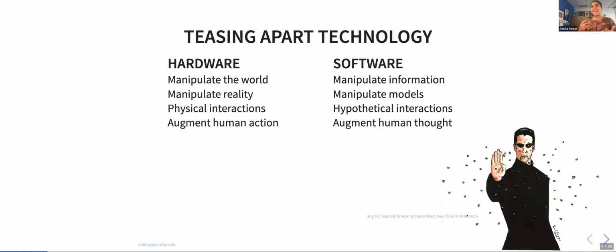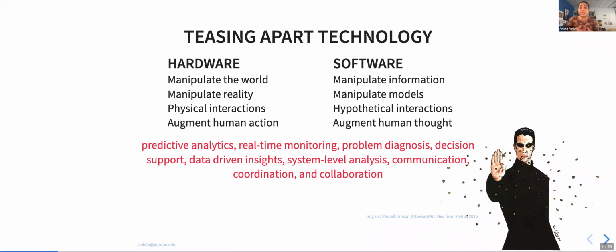This is what I love about software. Software allows for us to engage in these hypothetical interactions. It allows us to hallucinate about the real world and think about how we can improve it in different ways. And so in that sense, software really allows for us to augment human thought. And we do this by developing a range of tools for people that take advantage of these models of the real world. And so we see things like predictive analytics and real-time monitoring and tools for problem diagnosis, and even tools for communication, coordination, collaboration, like these video conferencing tools that we use today, right? These are all part of that suite of technologies. And this is kind of what we need to envision new futures where we can grow food more sustainably.